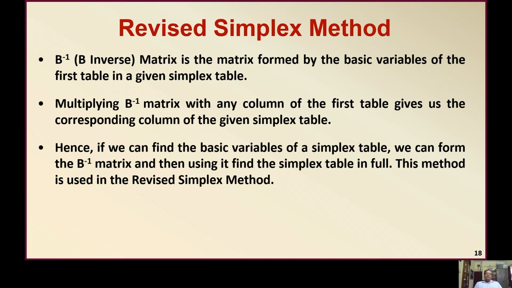That means if the B inverse matrix is known, using that B inverse matrix, I can find out all the columns of the second table. So that way, we can make a second table from the first table, with the help of the B inverse matrix, right? And proceeding in this manner is called the revised simplex method. All right, this is a very powerful technique, and using this revised simplex method, we can also solve the simplex problem in a particular way.